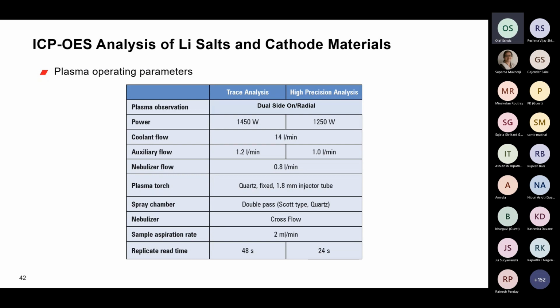Now, for the analysis of major, minor, and trace concentrations in cathode materials, the SpectraArcos Multiview in dual side-on and radial plasma observation mode was used for the measurement. A cross-flow nebulizer with a Scott double pass spray chamber was installed for sample introduction, and the table provides an overview of the operating conditions. Due to the higher plasma load for the analysis of trace elements run at lower dilution, a higher plasma power was applied, and the replicate read times were optimized for best performance for the relevant task.